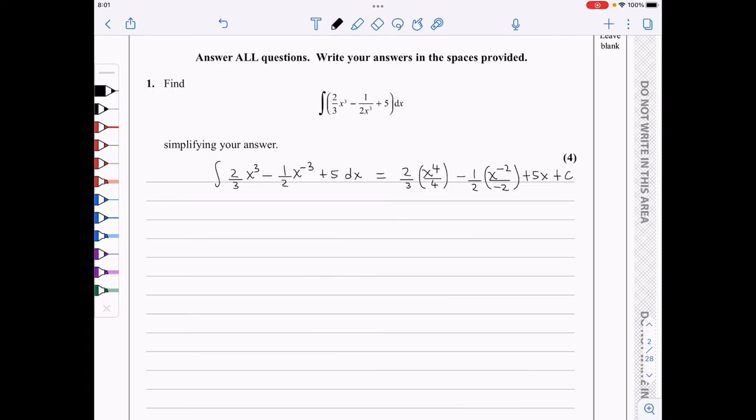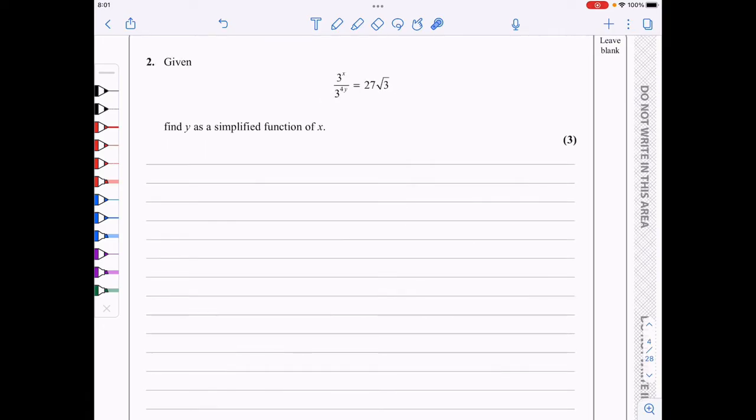We need to simplify the answer, so the 2 with the 4 leaves me a 2 here. So I've got a 6th x to the power of 4 plus a quarter x to the minus 2 plus 5x plus c. It's okay to leave these with a negative power. It'll be simple enough to score the full marks in question 1.